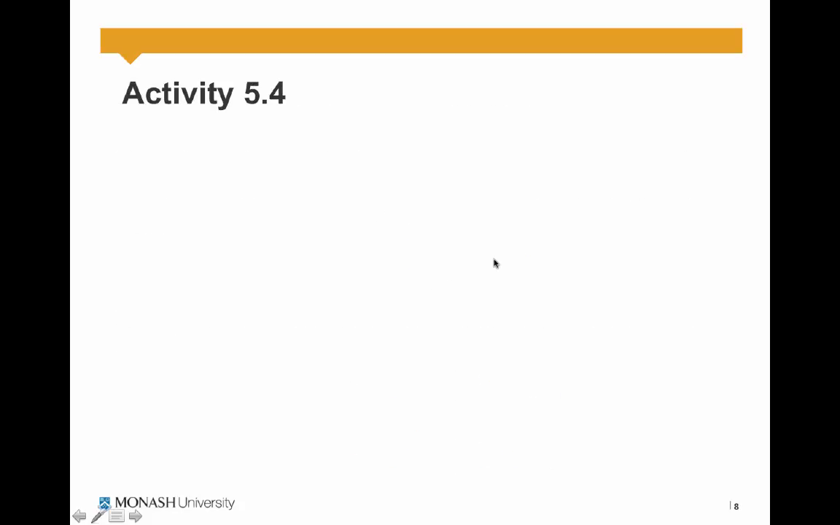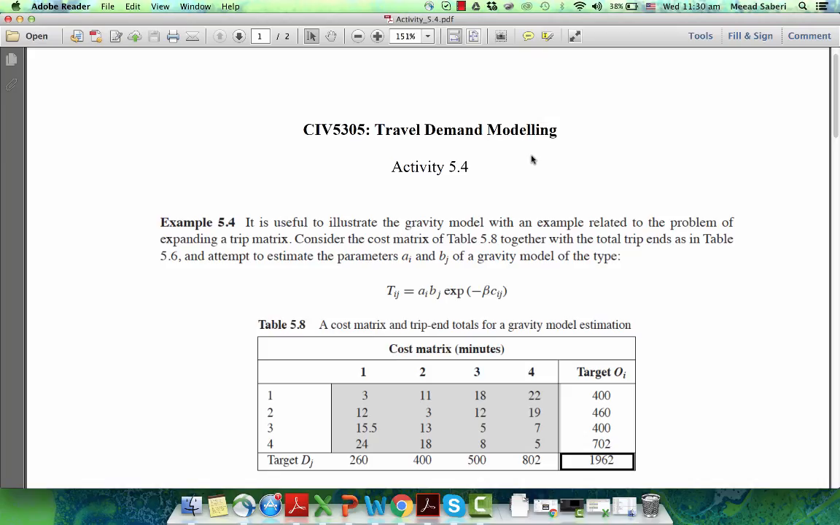To better understand how these formulas are going to be used, how you can implement a singly or doubly constrained gravity model in a trip distribution modeling problem, please have a look at activity 5.4. In this activity, we will go over example 5.4 from the textbook. It is useful to illustrate the gravity model with an example related to the problem of expanding a trip matrix.